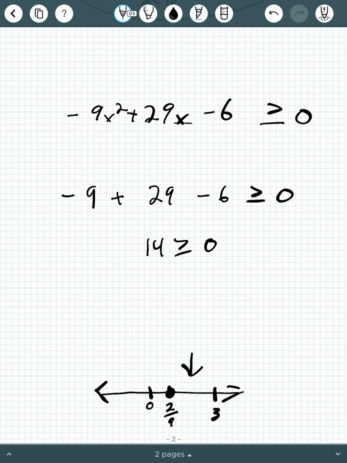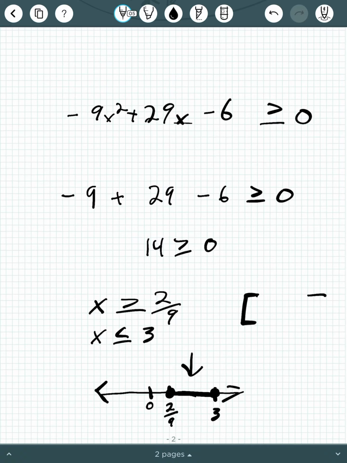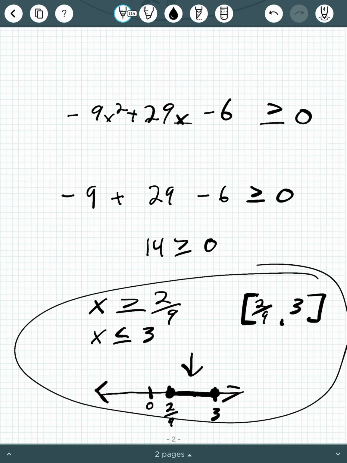That's true. Because it's greater than or equal, we use filled in circles on those points and then shade in between. Remember our other ways to write the answer. So x could be greater than or equal to 2 over 9. x is also less than or equal to 3. Finally, that set notation, the smallest we could be is 2 over 9, and I've used a bracket since it could equal 2 over 9. The greatest we could be is 3. 3 different ways to write that solution set.